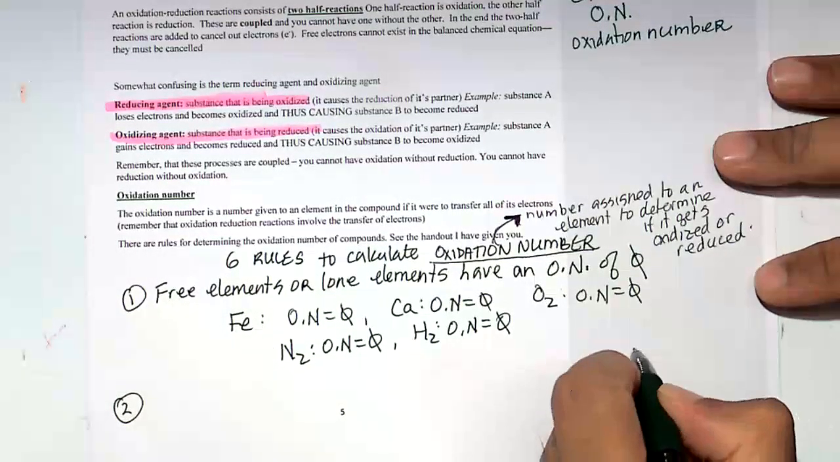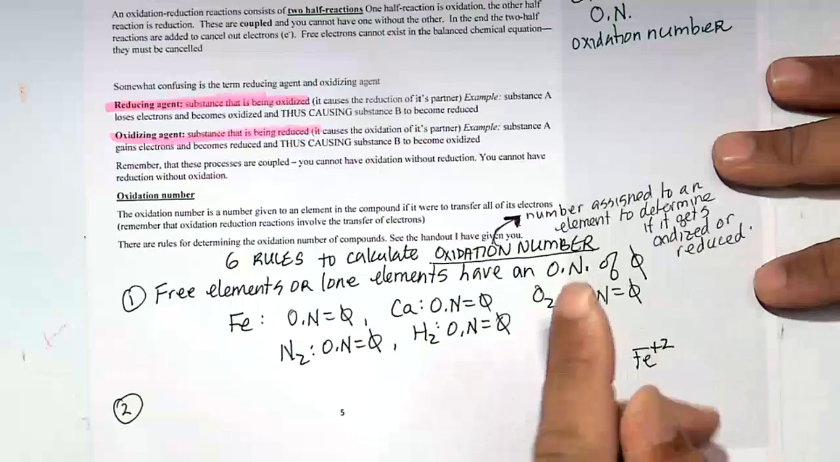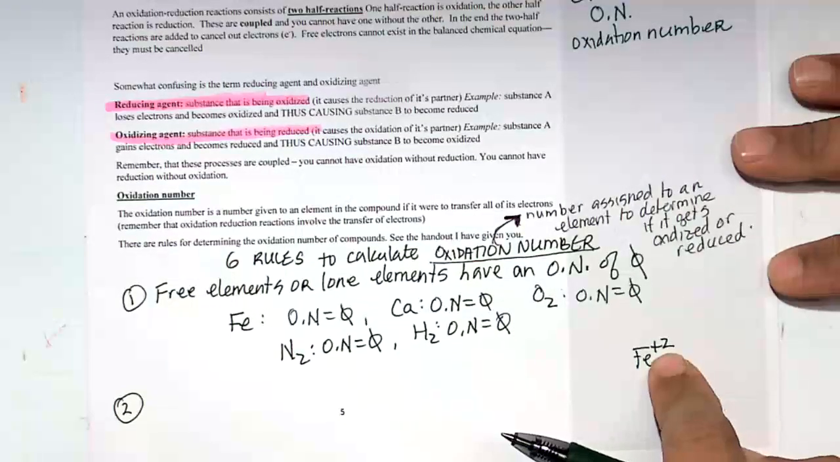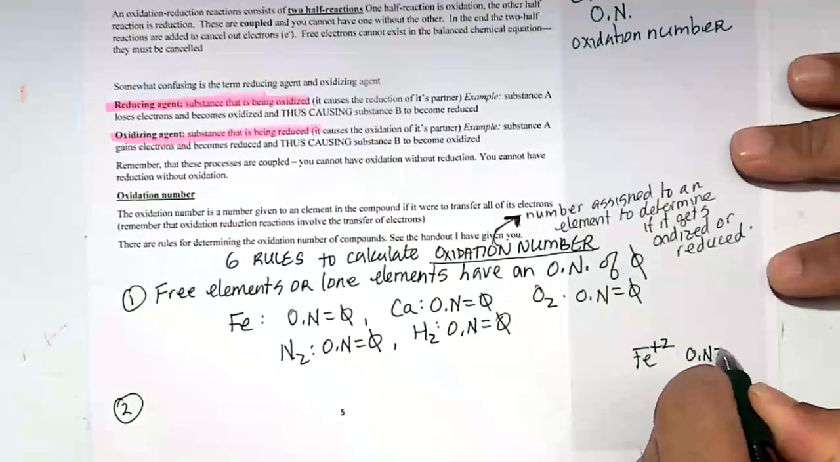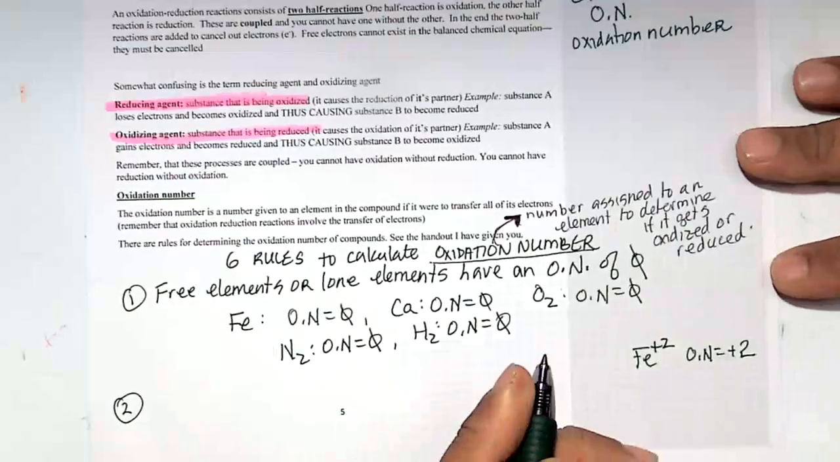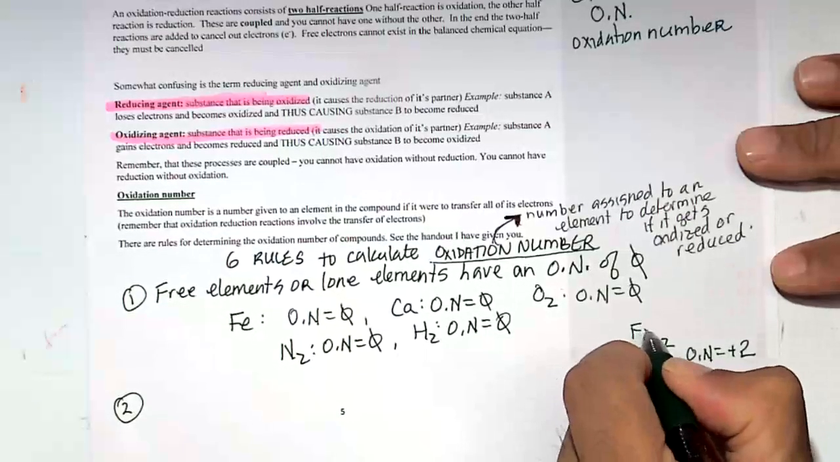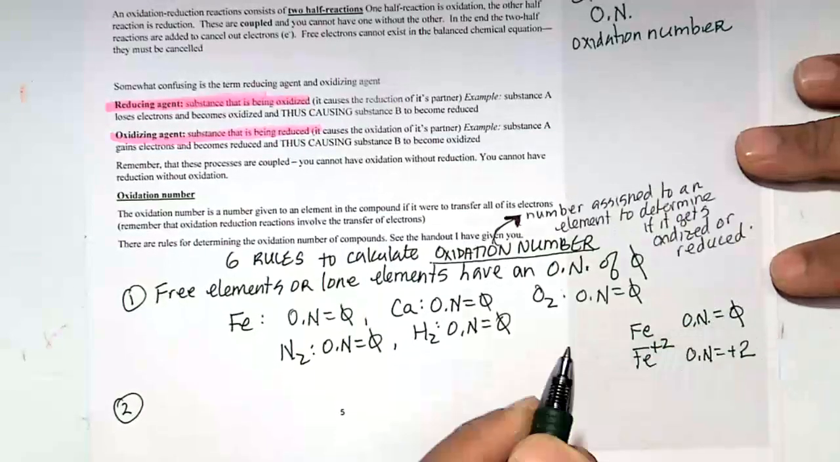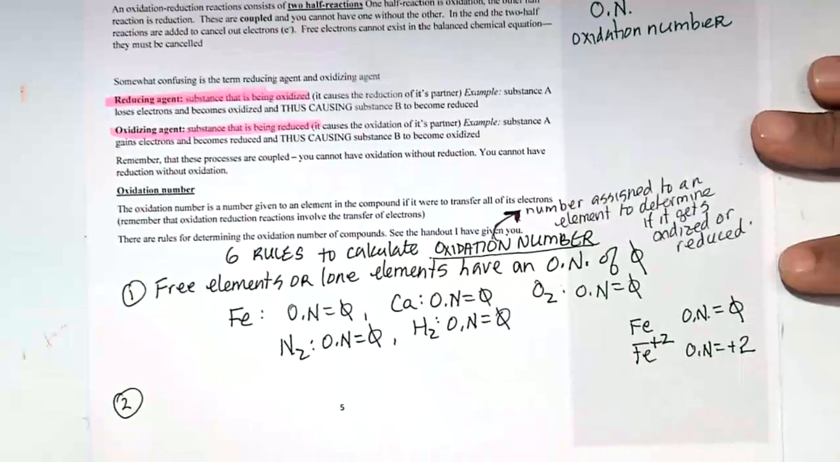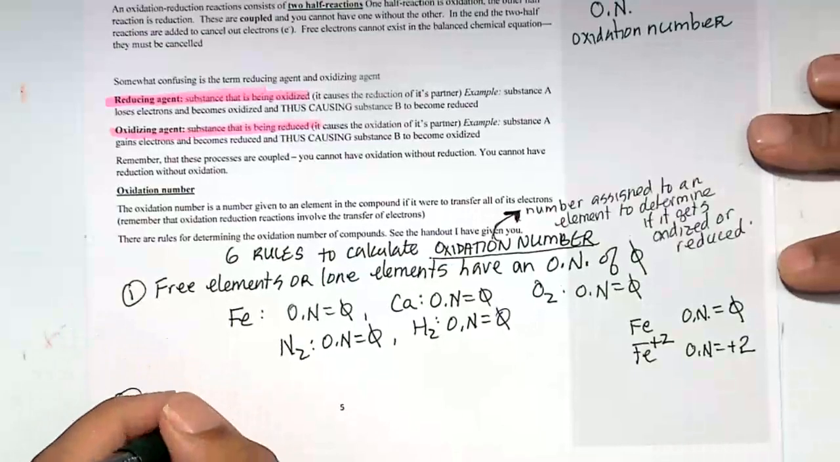So what's the oxidation number of iron plus 2? That's when you say it's plus 2. But if you see this just by itself, it's 0.